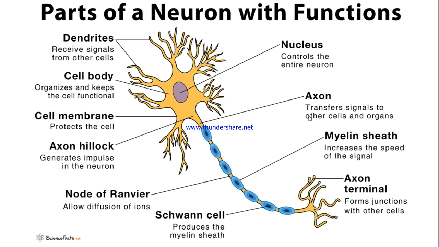Axon transfers the signal to other cells and organs. Node of Ranvier allows diffusion of ions. Myelin sheath increases the speed of the signals. Schwann cells produce the myelin sheath, and axon terminals form junctions with other cells. The function of node of Ranvier and myelin sheath will be clear in other upcoming videos, which will be on conduction of nerve impulse.